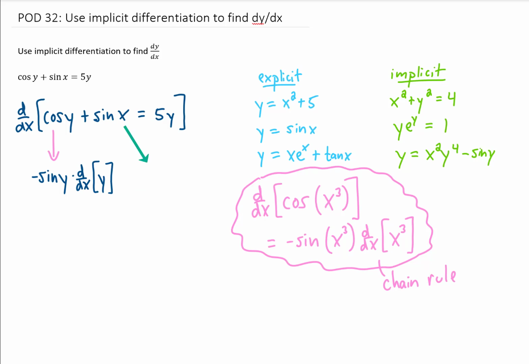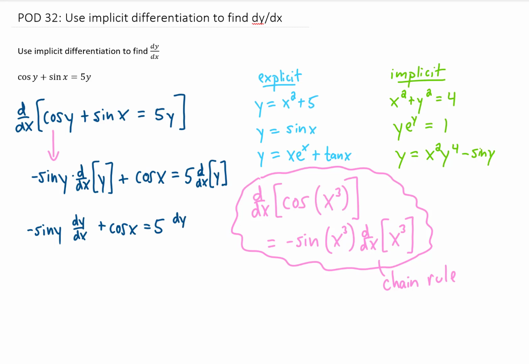For the second term, we have sine of x, and we're taking the derivative of that with respect to x, so that is simply cosine of x. For our last term, we're taking the derivative of 5y with respect to x. We can pull that constant 5 out, and then the derivative of y with respect to x, well, we don't know what y is, so it's just the derivative of y with respect to x. Now let's rewrite these derivatives with a more standard notation. We can write the derivative of y with respect to x as just dy dx. And that's what we're trying to find in this example.